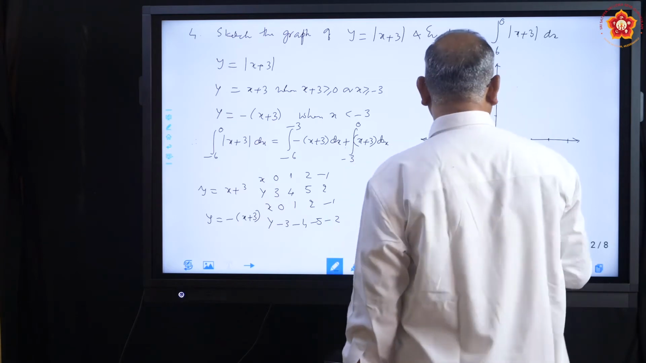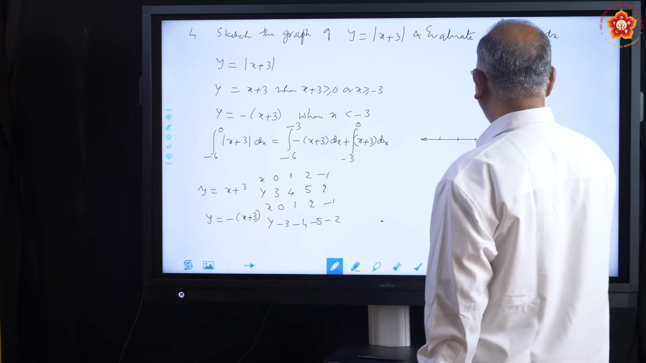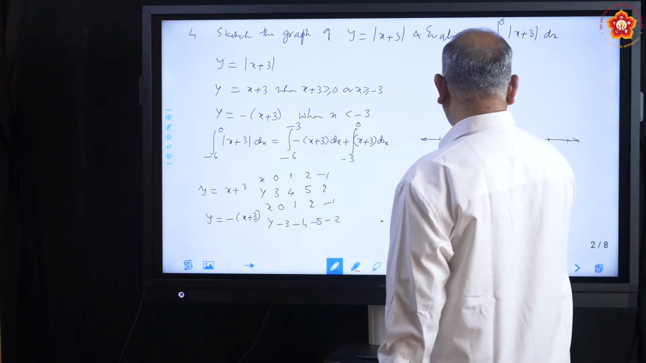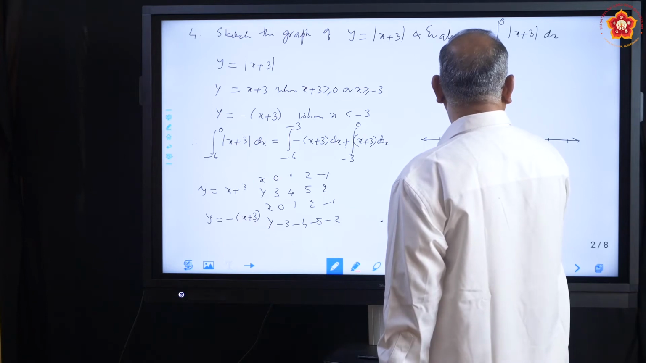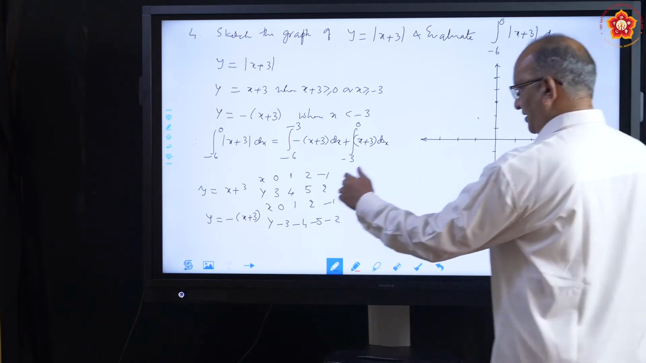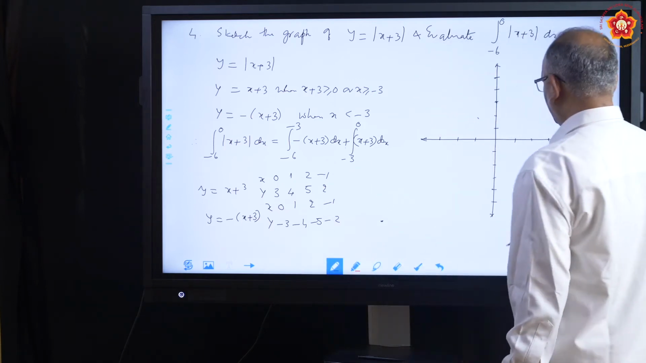So anyway, all said and done, it is just a straight line. So even if you join 2 points, you will get the same answer. You don't need to take more points. If you take minus 1, it is 2. Okay, so similarly, if you take minus 2, you will get 1. Minus 3, you will get 0.